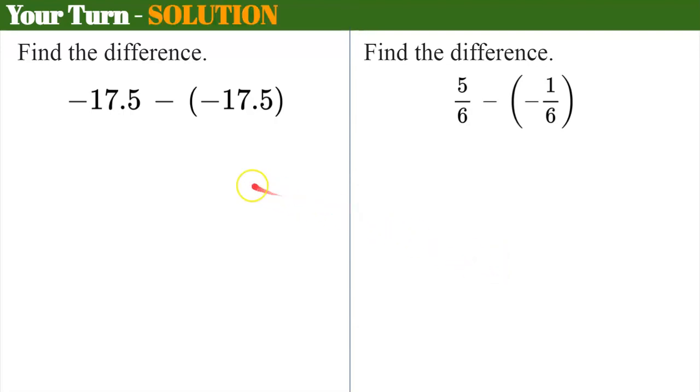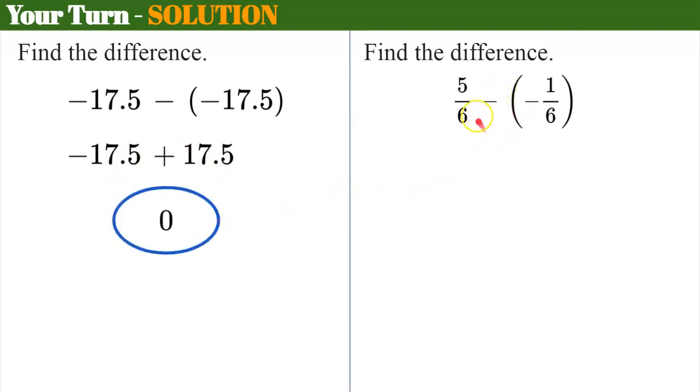Welcome back. Let's see how you did. So we're going to rewrite negative 17.5, change the subtract to add, and the opposite of negative 17.5 is positive 17.5. Now, I hope you recognized these are opposites. So the additive inverse property tells me that when I add opposites, I get 0.